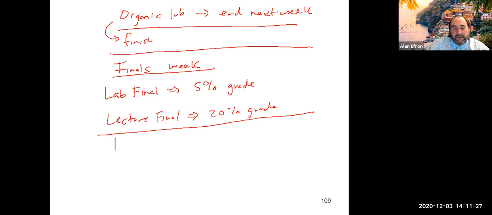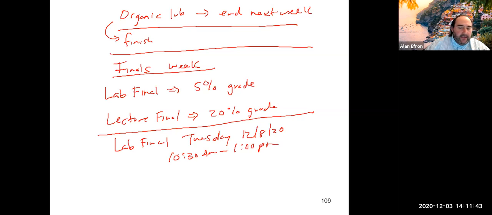The lab final is actually going to be on Tuesday, 12/8/20, from 10:30 a.m. to 1 p.m. The lab final will be like it sounds. It will cover the lab component, so everything from basic lab safety, proper glassware, and molarity, to the experiments and maybe similar calculations.